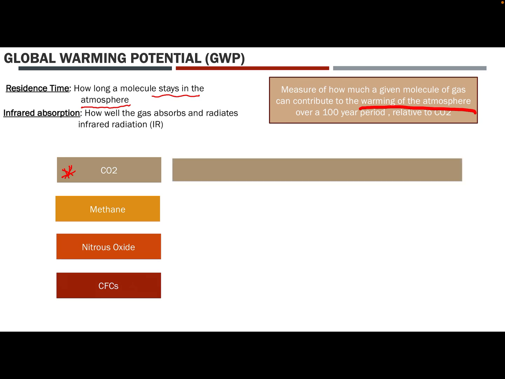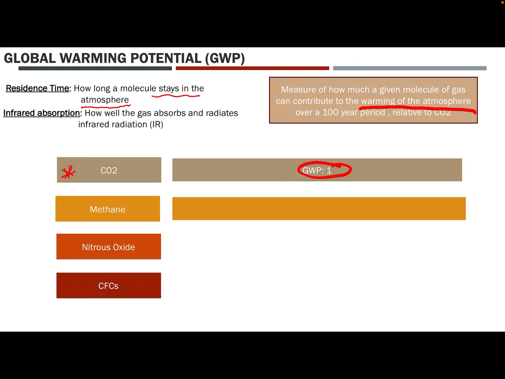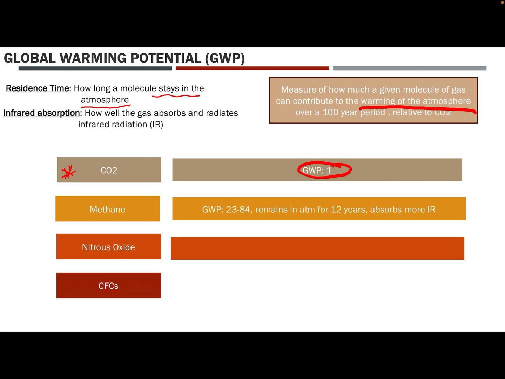So again, CO2 is our standard, so it has a global warming potential of 1. That's what we compare everything else off of. Then we have methane. So we're moving down this way. Methane has a global warming potential of 23 to 84 because it remains in the atmosphere for 12 years and absorbs more infrared radiation than CO2.